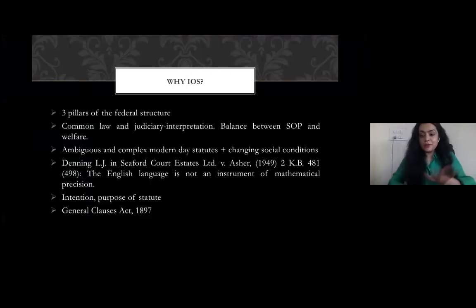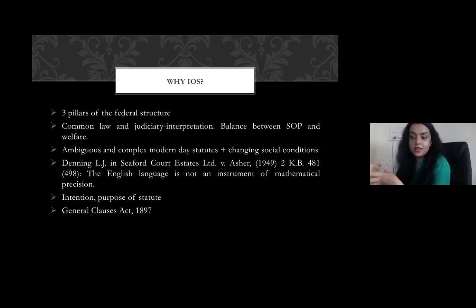Okay. So the first question is, why do we need to study this subject at all in the first place? As Lord Denning had once famously remarked in his Seaford Court Estates case, the English language is not an instrument of mathematical precision. So basically, it's a language, it's not a mathematical formula. Whatever I may mean to say and whatever you may mean to hear, understand, or interpret, there will always be a difference. And that is why the techniques and the tools of interpretation of statutes are used to understand the intention and the purpose behind any statute that has been enacted by the lawmakers.